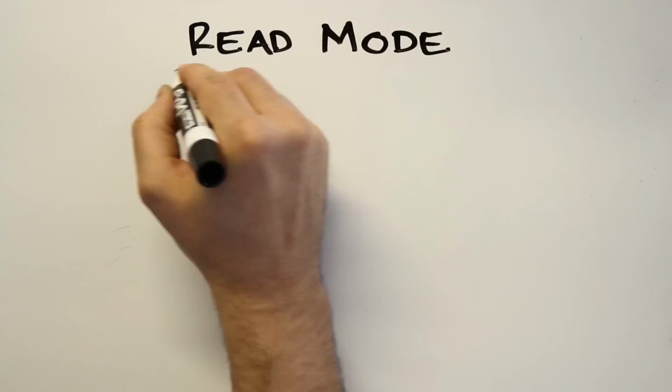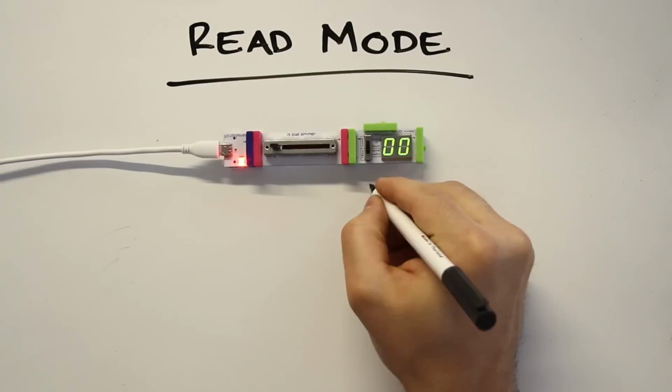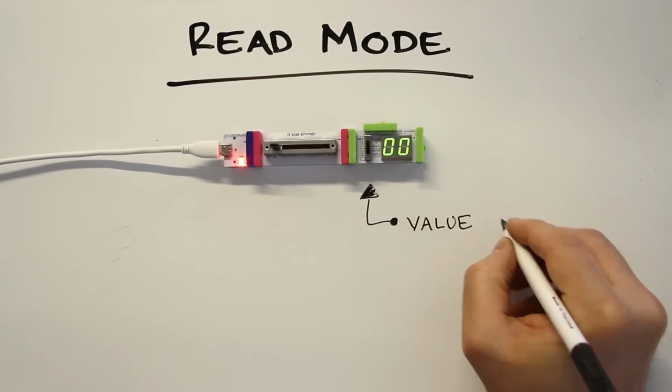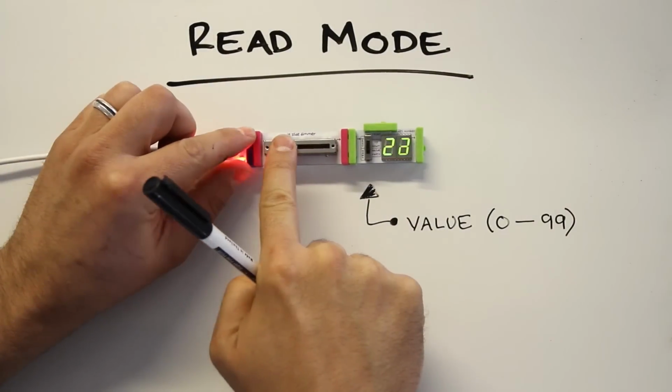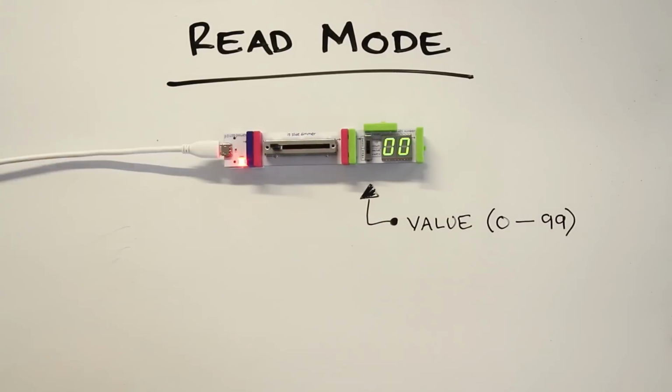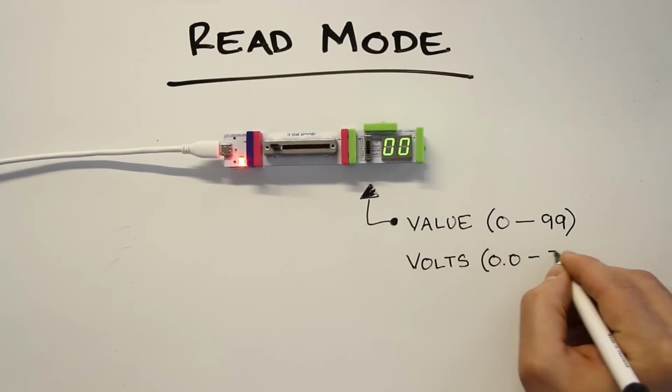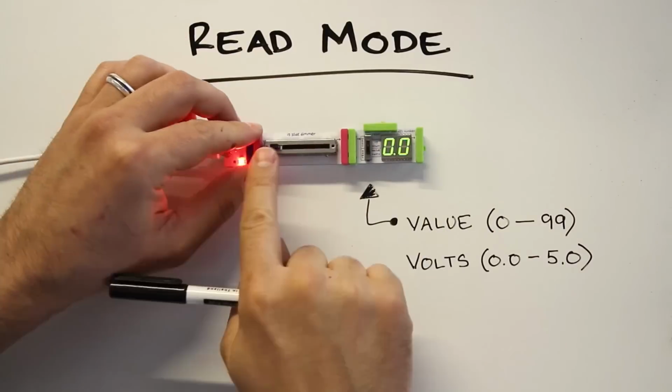Now let's take a look at read mode. When the switch is set to value, all incoming signals get translated to a number between 0 and 99. When the switch is set to volts, the number pad will display the number of volts coming through the input.